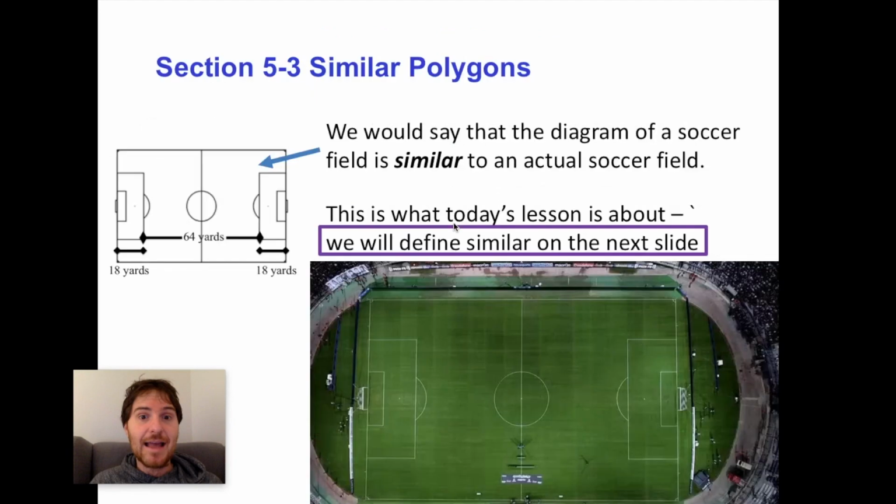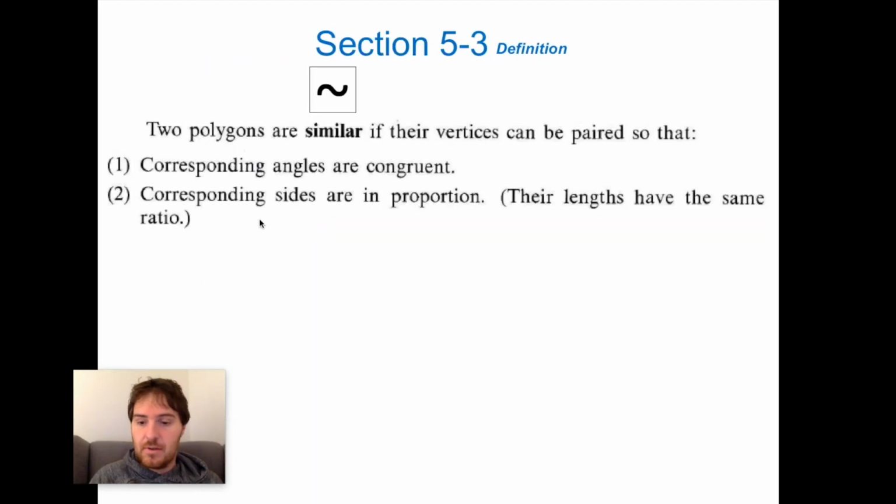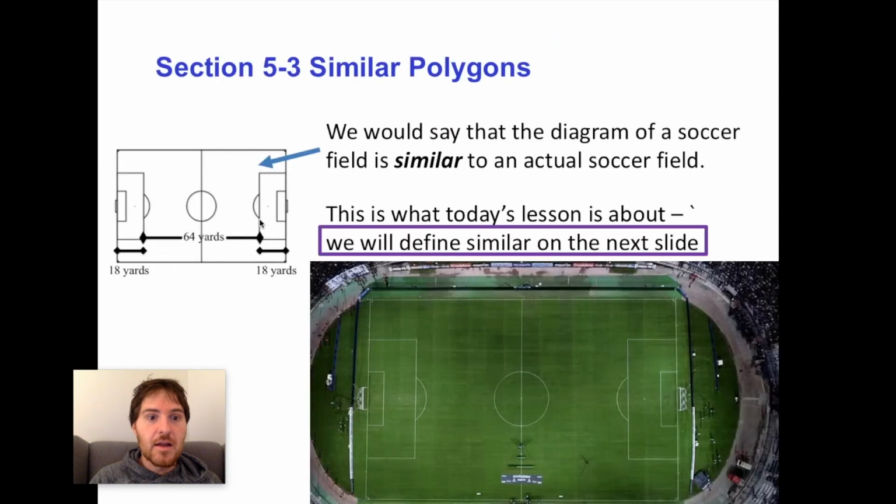Looking back at what we had earlier, this would be in a 4.5 inch to 100 yard ratio. I'd have to change that 100 yards to inches. That's what, 3,600 inches? I have to multiply 100 by 36. So that would be in a 4.5 to 3,600 ratio. But that side too would also be in a 4.5 to 3,600 ratio.